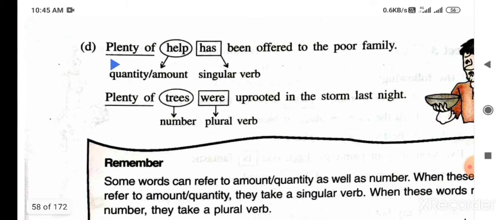फिर से plenty of help has been offered to the poor family. So help is showing quantity amount, so singular verb has been used. Now plenty of trees were uprooted in the storm last night. Now trees नंबर में काउंट किया जा सकता है, इसलिए यहाँ पे प्लूरल वर्ब का यूज़ हुआ.